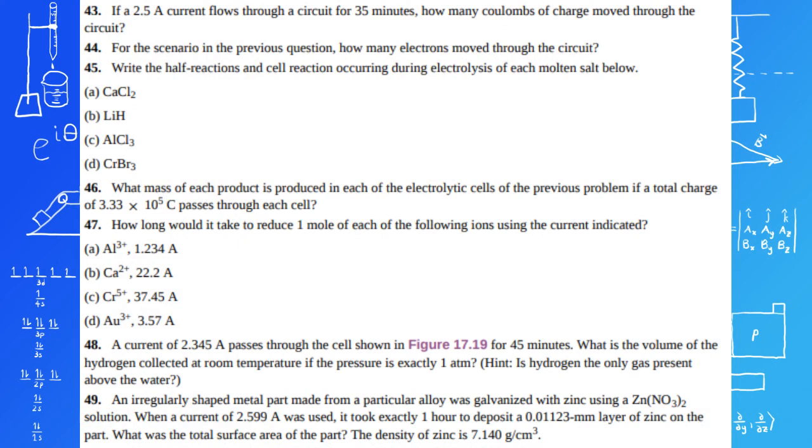Is there anything else worth going over here? 48, a current of 2.345 amperes passes through the cell shown in figure 19. Is that the one with the chlorine and... No, it's a different one. Okay, I don't have it. Anyway, it passes through the cell for 45 minutes. What's the volume of the hydrogen collected at room temperature if the pressure is exactly 1 atmosphere? Hint, is hydrogen the only gas present above the water?